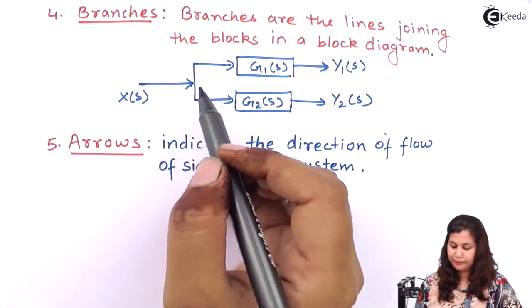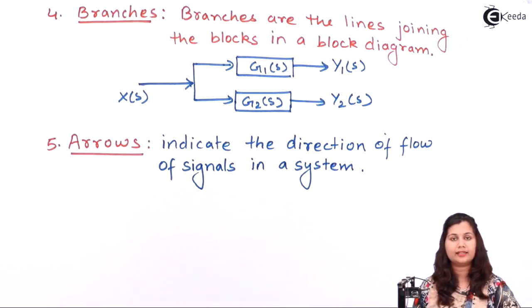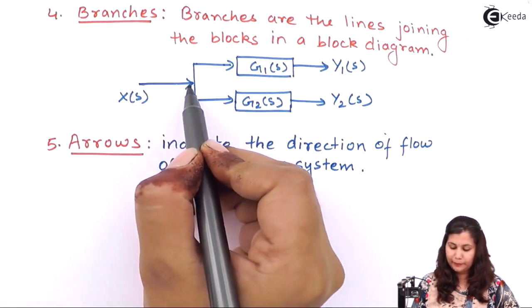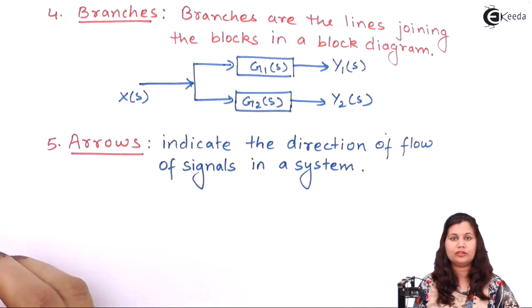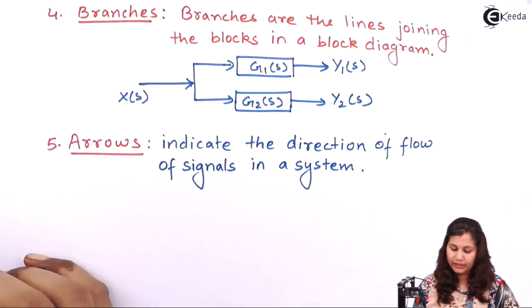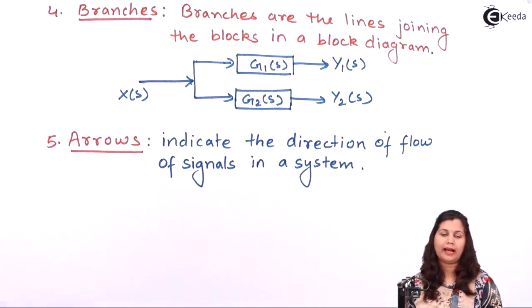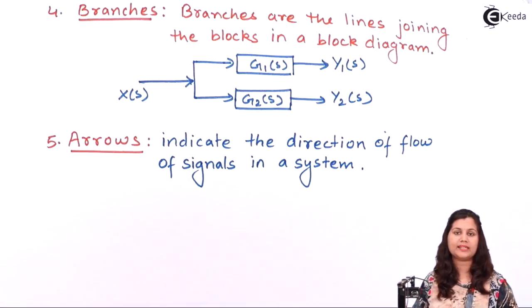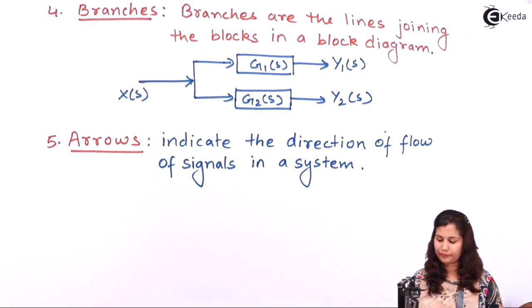Let's take this example. These are the arrows. So they are showing us the direction of flow of these signals. This is the input signal. So this is the direction in which the input signal is flowing through the system. So these were the basic elements of a block diagram, and we will use these basic elements to draw the block diagram for a system.